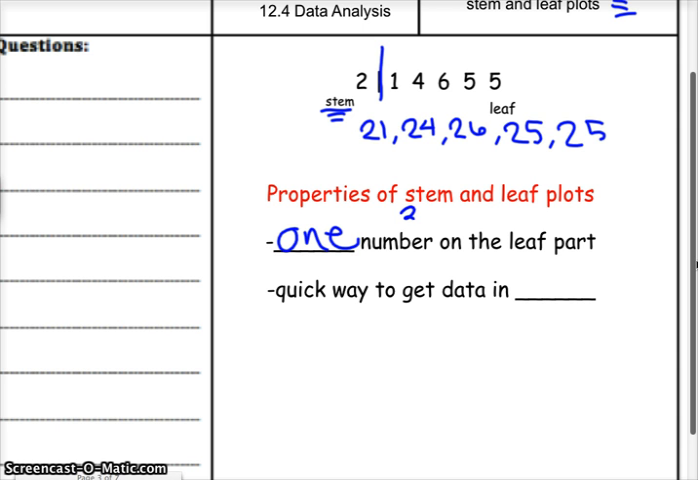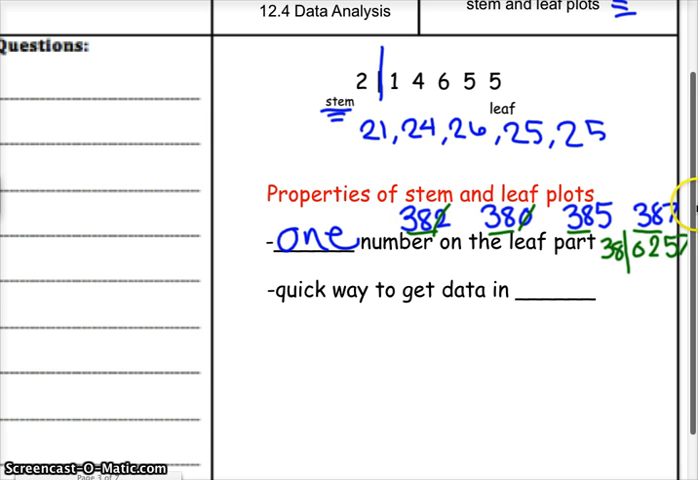So if I had the numbers 382, 380, 385, 387, what do they all share? 38. The 38. So my stem part would be 38, slash, now I make my leaves. And you always put them in order. 380, 382, 385, 387. Okay?